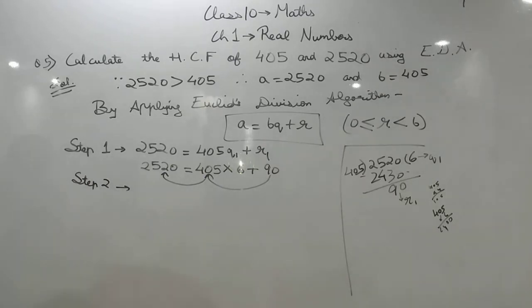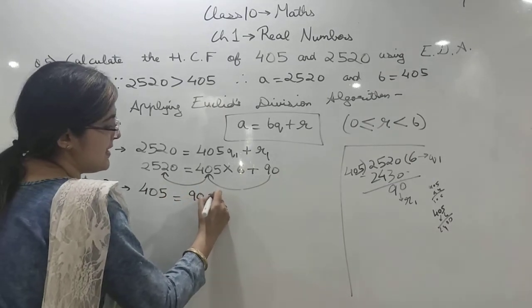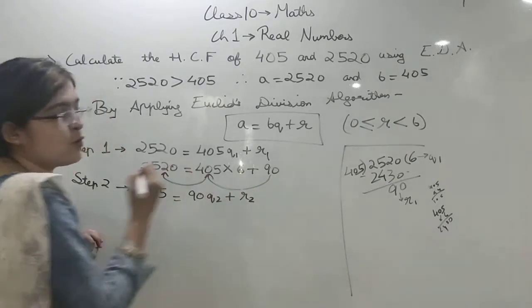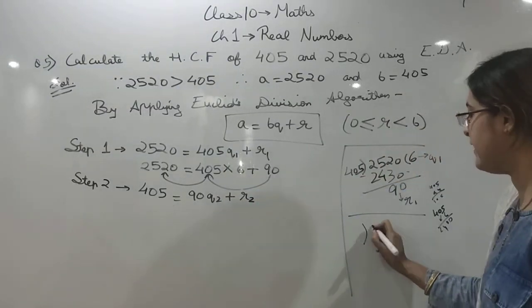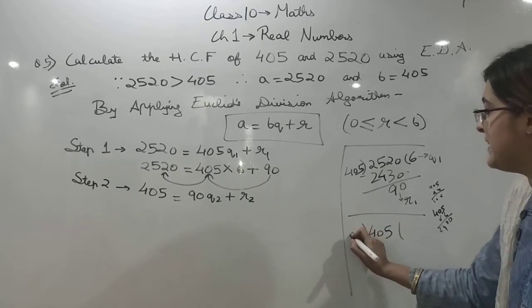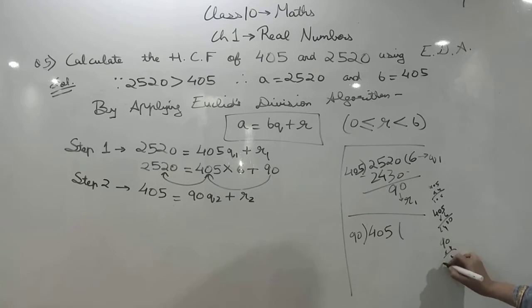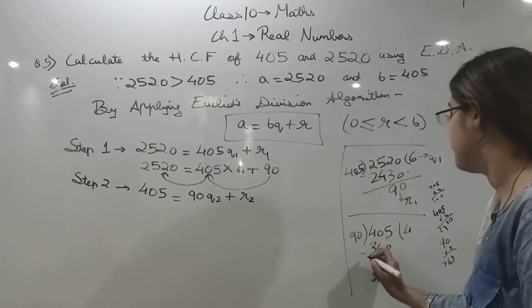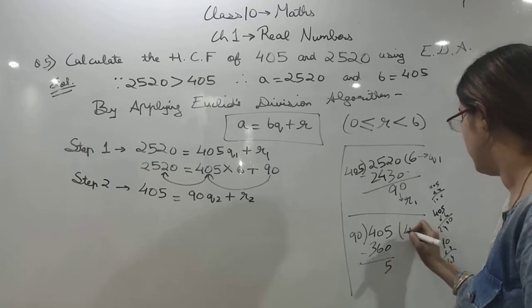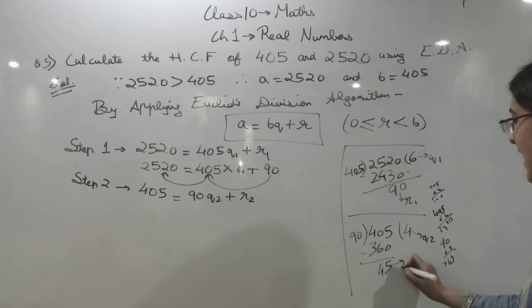Our step 2 is, since it is step 2, what will we write? Q2 and R2. Now we will again divide 405 by 90. Okay, let's check it out. What will it come? 4 times we will take. 4 times 90 is 360. So this is our Q2 and this is our R2.